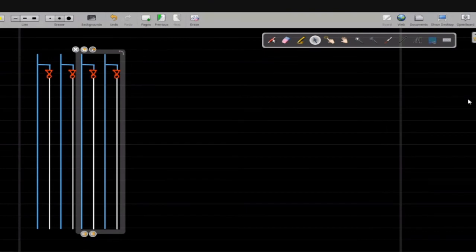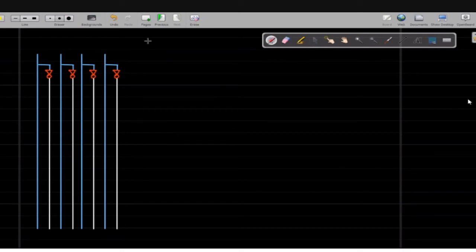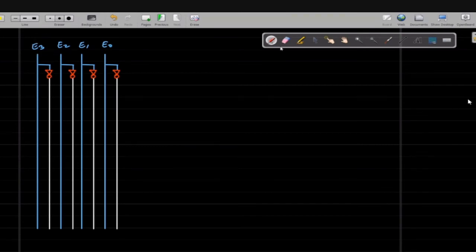Hello, am I audible? Okay. So at this time, my inputs are E0, E1, E2, and E3, and once these input variables pass through the NOT gate, of course you will get the complement values of the corresponding input variables.